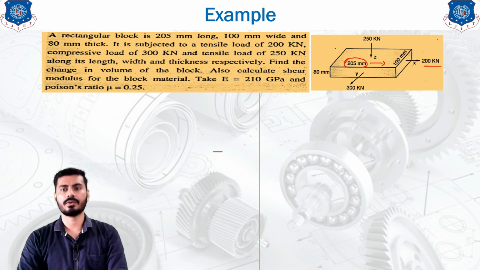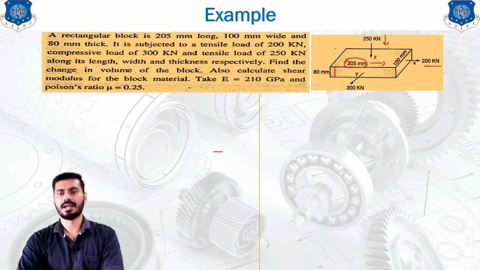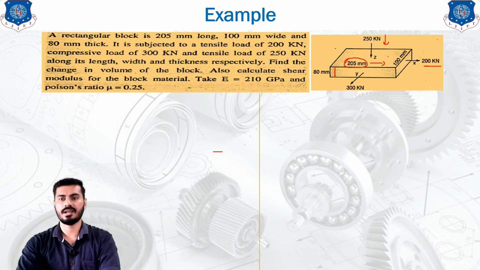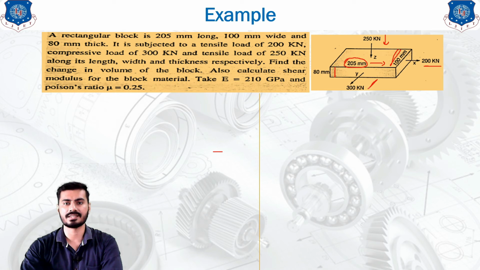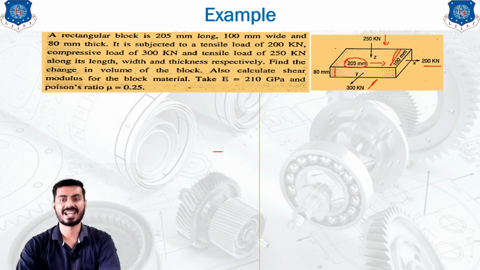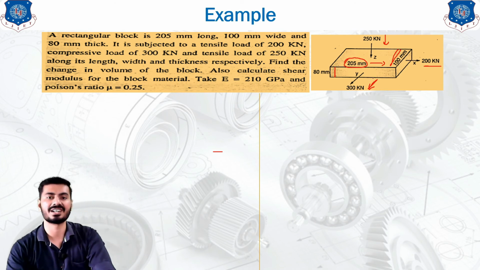In the vertical direction we have its thickness. Its thickness is 80 mm, and that's why the 250 kilonewton load is of compressive nature, which is represented by this. And its width is 100 mm, which is in the Z direction, and that's why we are representing the 300 kilonewton tensile load in the Z direction like this. Okay, so this was the explanation of the diagram.